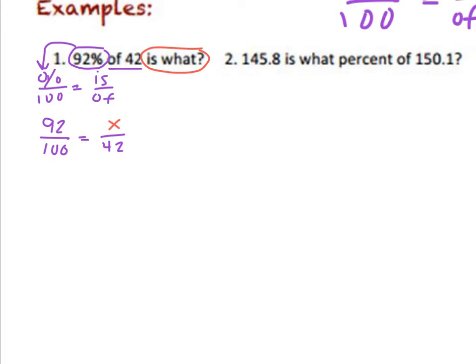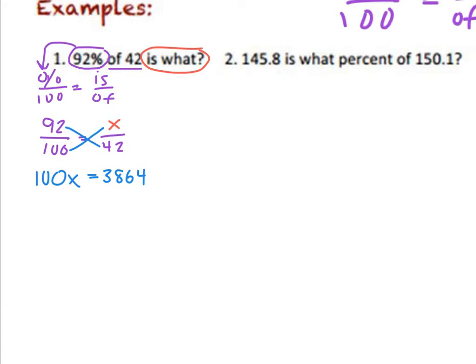Okay, now how do I solve this? Well, this is going back to last section. This is just solving by using a cross product. So I'm going to take and multiply my 100 times my x. That's going to give me 100x. And then 92 times 42. And that's going to give you 3,864. Big number.